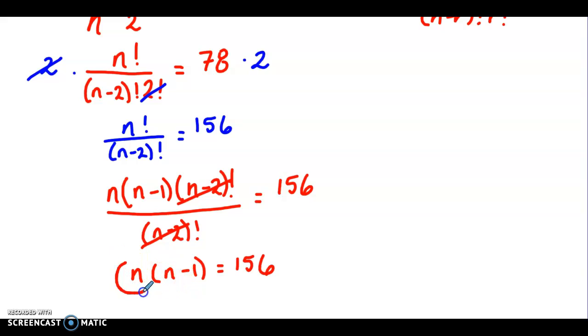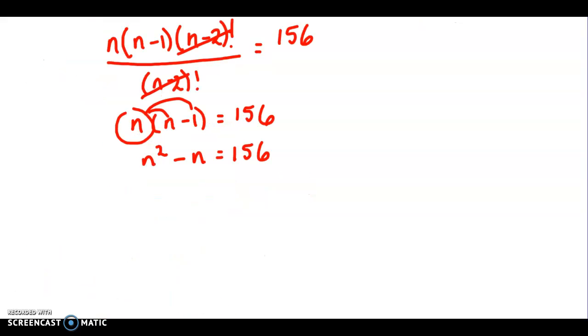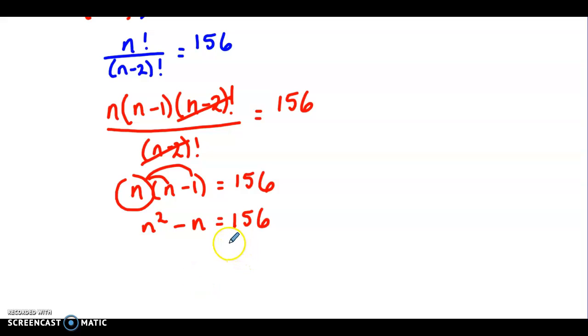Distributing, n multiplied by n is n squared. n multiplied by negative 1 is minus n, equals 156. This is a quadratic equation, so we want equals 0. We are going to subtract 156 from both sides. And we end up with n squared minus n minus 156 equals 0.